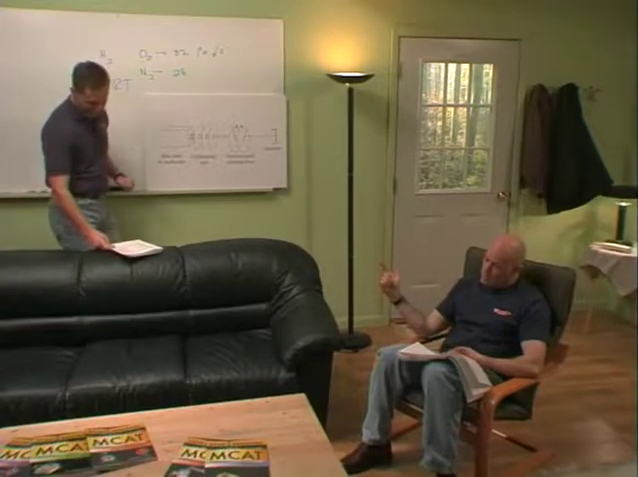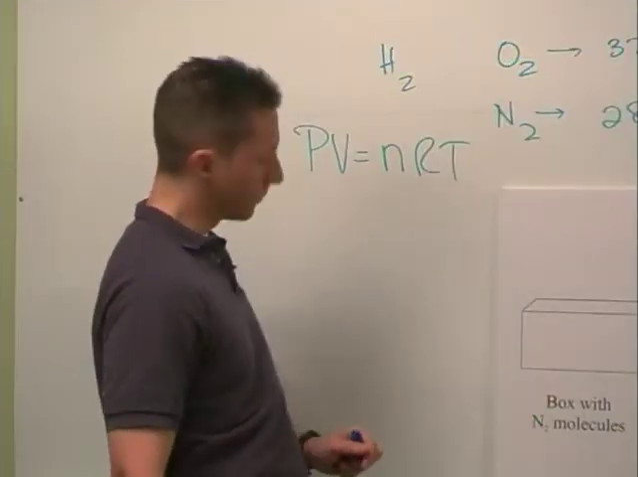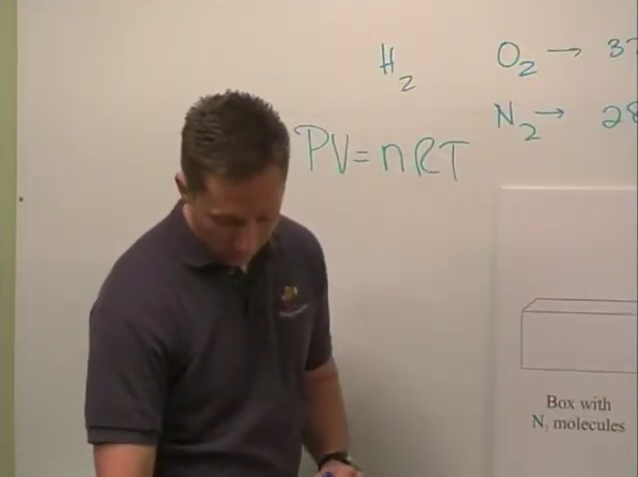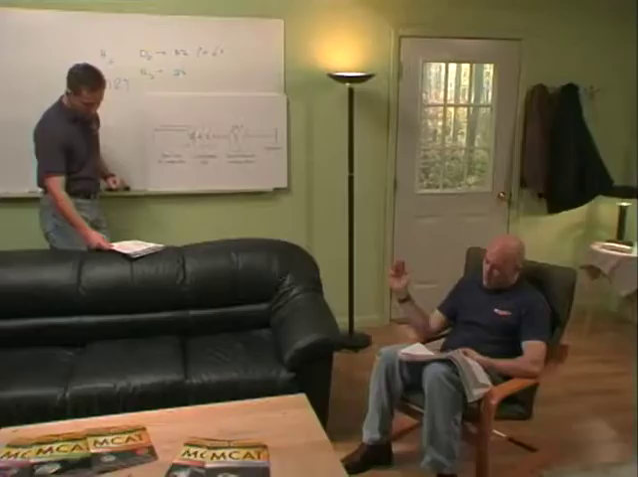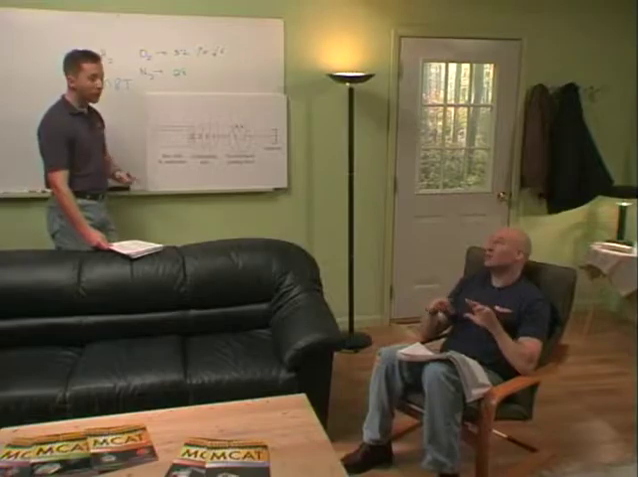B, the pressure of the two gases must be the same. Well, that's wrong as well for the same reasons as A, because we could change the number of molecules. C, the speed of any H2 molecule will be greater than the speed of any O2 molecule. That's a good trap answer. That's a trick one.